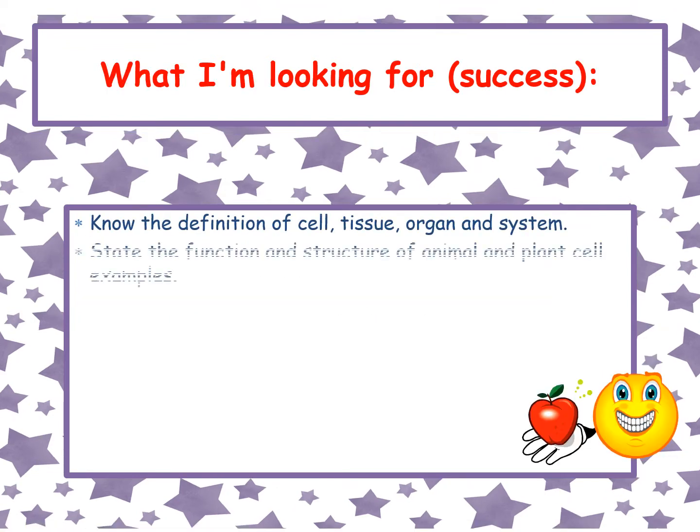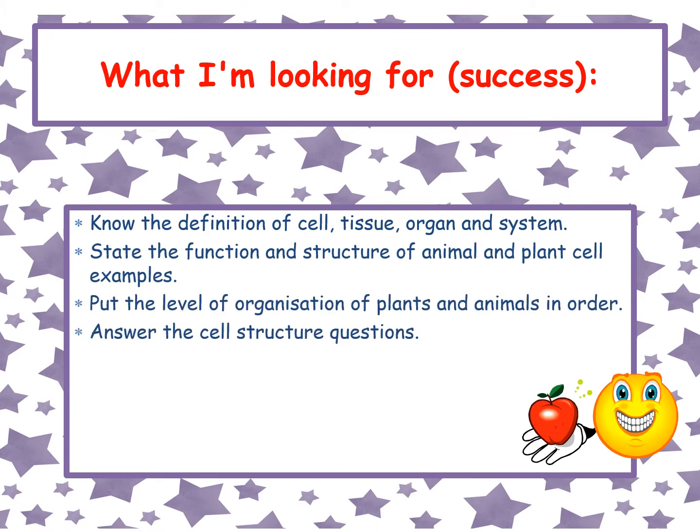To be successful, you will be able to know the definition of cells, tissues, organs, and systems. You'll be able to state the function and structure of animal and plant cells and give examples for each, and then you'll be able to put the levels of organisation of plants and animals in order.